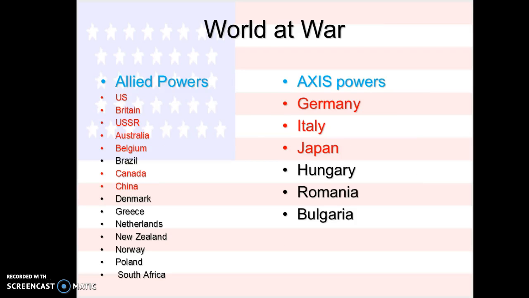Okay, so the world is at war, and we're about to get into all the details of why. I know I haven't covered that part yet. We're about to get to it. So on the Allied powers, I want you to write the ones in red, and then the Axis powers: Germany, Italy, and Japan. As you can see, Italy, if you remember, was on the Allied powers in World War I, but in World War II, they're in the Axis powers.